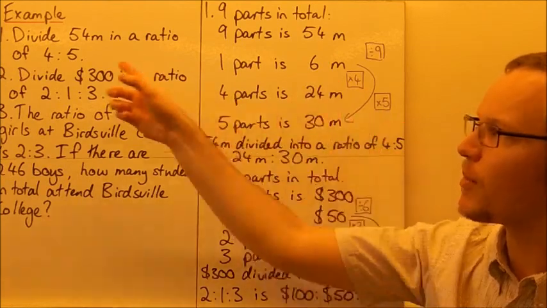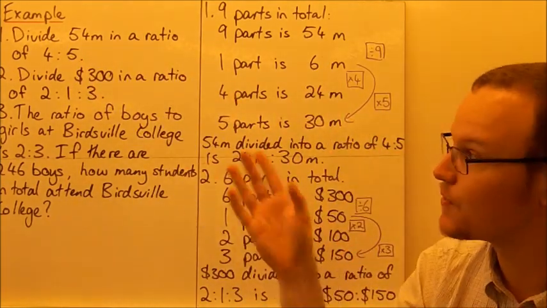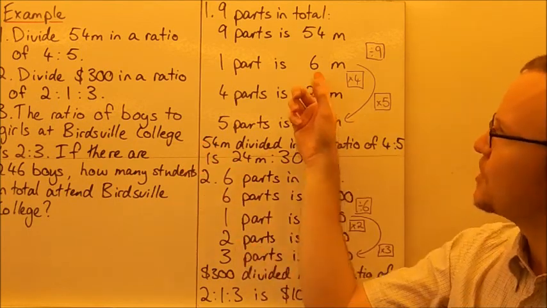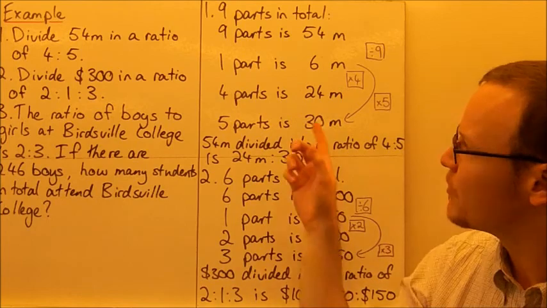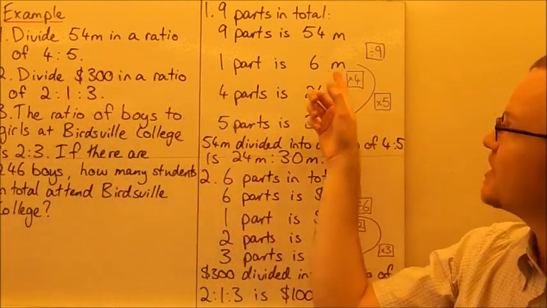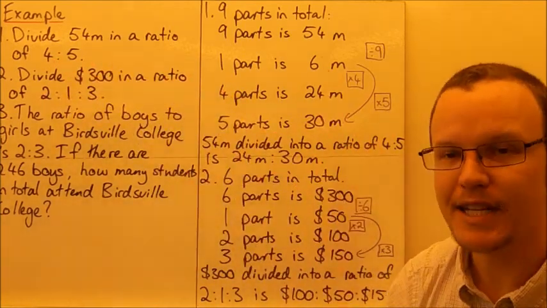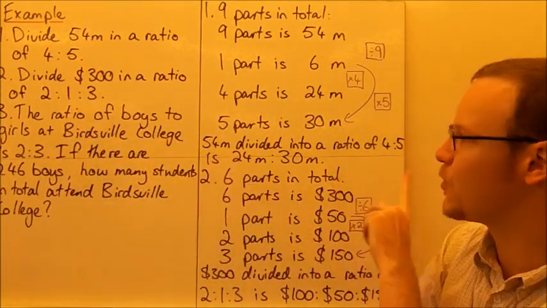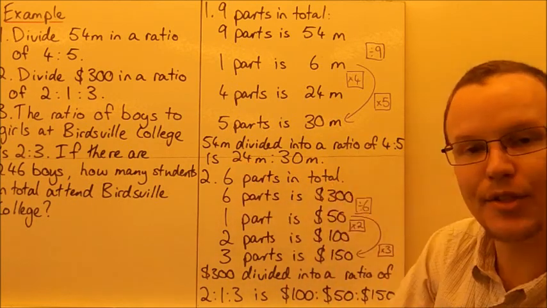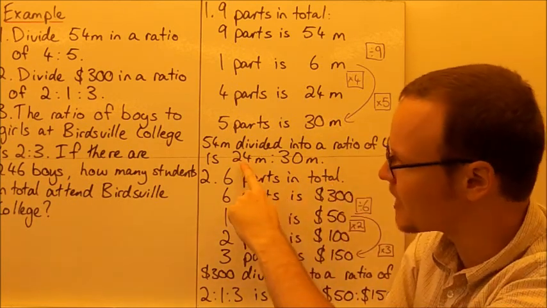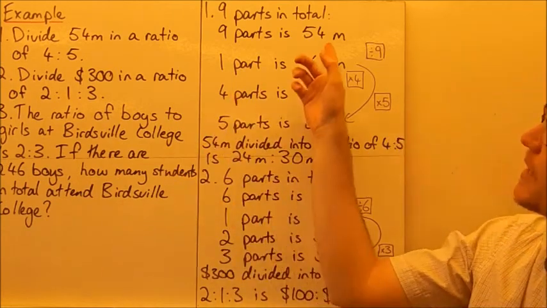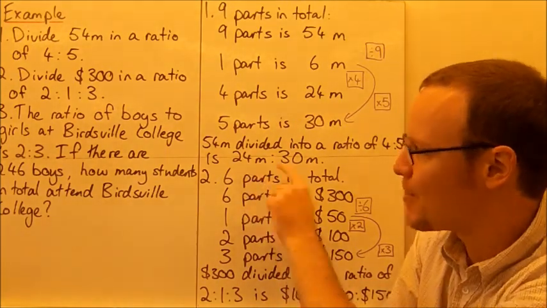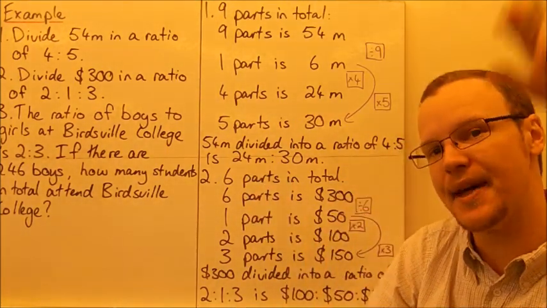Then we can just multiply by the values that we need. We need 4 parts for one side of our ratio, and 5 parts for the other. So 6 times 4 is 24 metres for the 4 parts, and 6 times 5 is 30 metres for the 5 parts. So 54 metres divided into a ratio of 4 is to 5 is 24 metres to 30 metres. And adding those both together, 24 plus 30 is 54 metres, the total that we started with. So we know that we've got the answer right. We can check it that way by adding the 2 parts together and seeing if that's the amount that we started with.